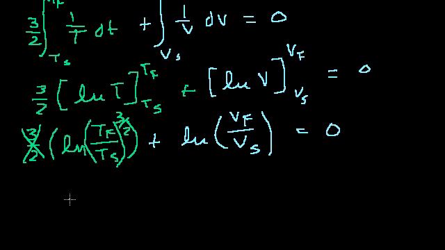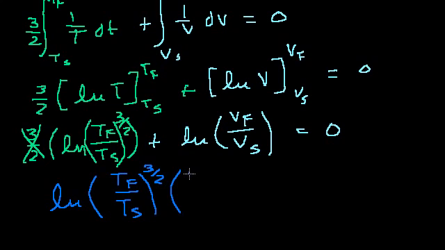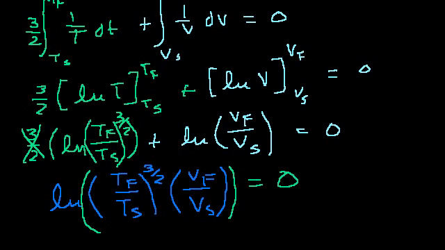So this is equal to, I'll switch colors, this is equal to the natural log of Tf over Ts to the 3/2 power times the natural log of Vf over Vs. And this is a fatiguing proof. All right. And all of that is going to be equal to 0.